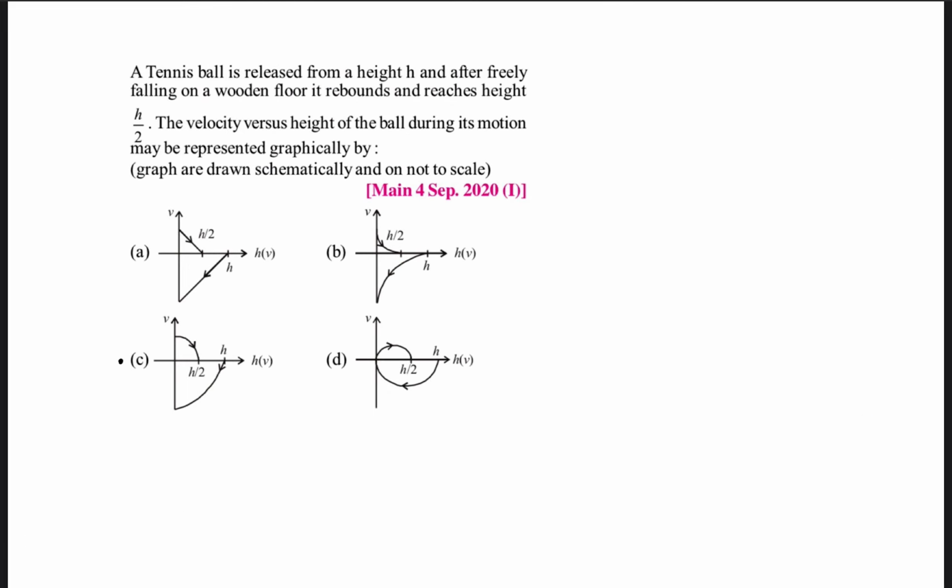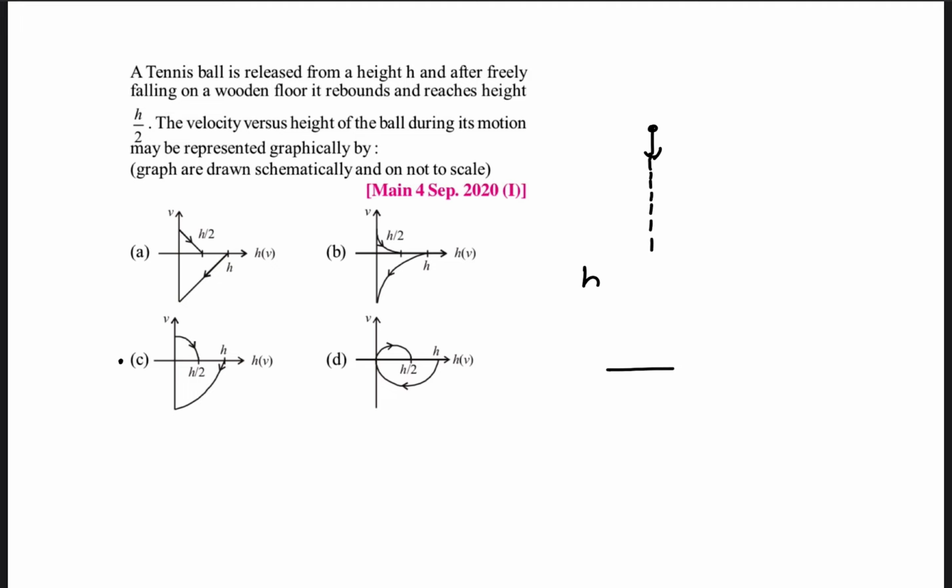Okay. Next one. A tennis ball is released from a height h and after freely falling on a wooden floor rebounds and reaches to the height of h by 2. Velocity versus height graph is equal to how much?